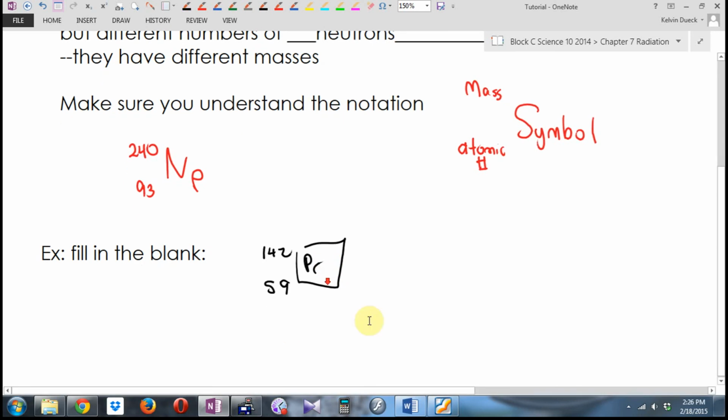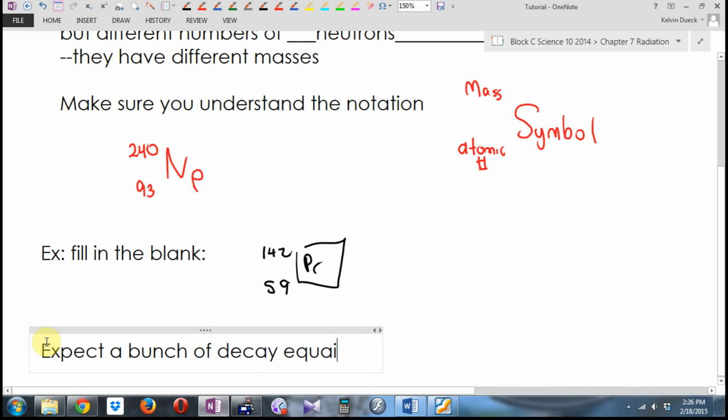Okay? Then you can definitely expect a bunch of decay equations. We've done a bunch of those. Sorry. I think you folks are doing pretty good. Key idea, the tops have to balance, the top numbers and the bottom numbers. The masses have to balance. The charges have to balance. Just be careful for neutrons if there's a coefficient in front of the neutrons. Okay.